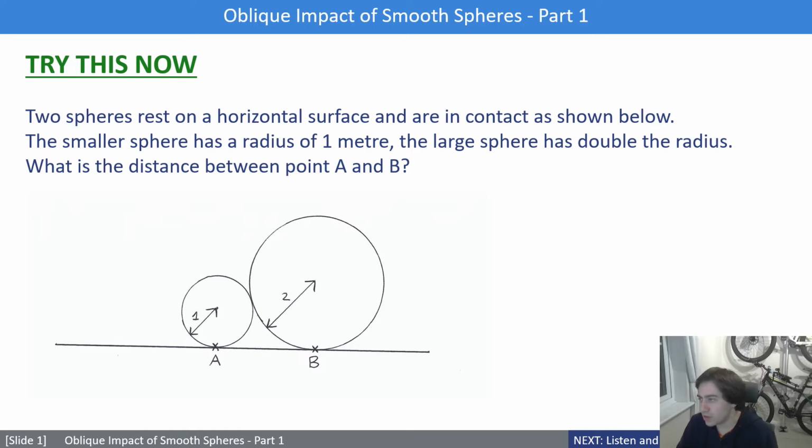Marked on the diagram, you've got the points A and B, which are the points of contact of each sphere with the surface, the horizontal surface. The question is, what is the distance from A to B? Give it a go. You can pause the video now.